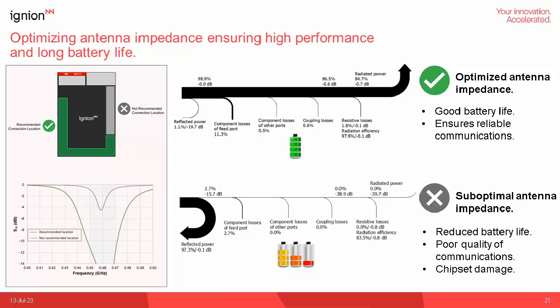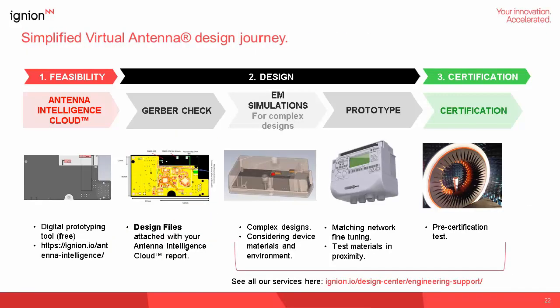On the contrary, if we don't follow all of these recommendations, for example, the pin connection is not optimal and the matching network is not matched to the desired frequency range, all the power injected by the module gets directly reflected to the chipset, which means the chipset will suffer a lot of damage, leaving the smart meter in a non-working status, or reducing battery life in one of the worst scenarios, and giving poor quality of the communication.